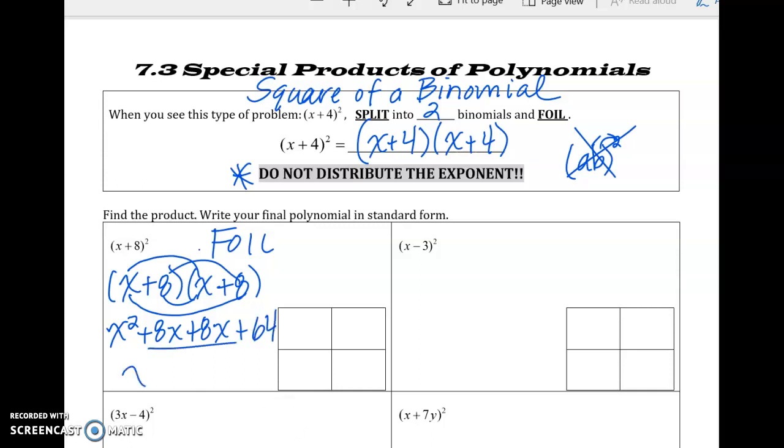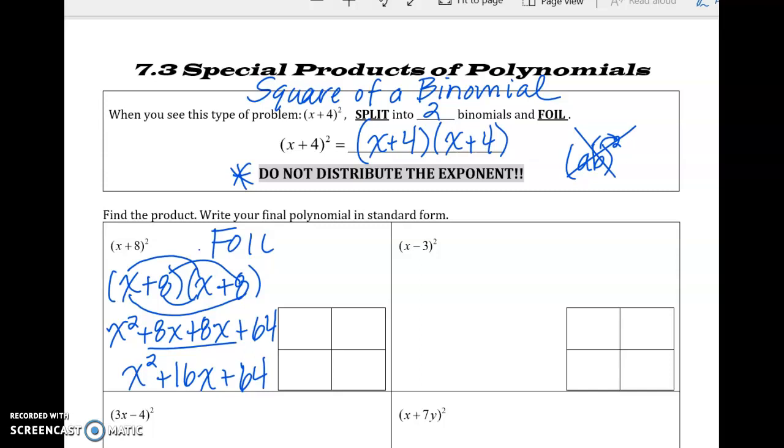Go ahead and combine your like terms in the middle. So you have x squared, 8 and 8 gives me 16x plus 64. And my answer is already in standard form, so I'm finished with this one and ready to move on. Okay, so we're going to continue with the next problem, and this time I'll utilize the box over here for those of you that like the box method.